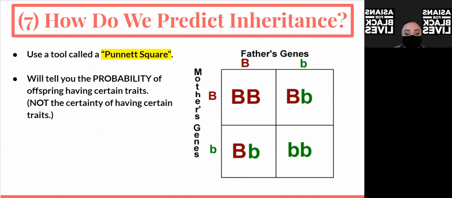So how do we predict inheritance? Well, we use a tool called a Punnett square. And Punnett squares, again, tell us the probability of offspring having certain traits. Punnett squares are not psychic. They don't predict the future. They don't tell you that these two parents will have 4 offspring and that's what each offspring will look like. It's probability. So as we break it down, each box represents a 1 in 4 chance, or 25% chance, of having offspring that inherit those variations of traits.